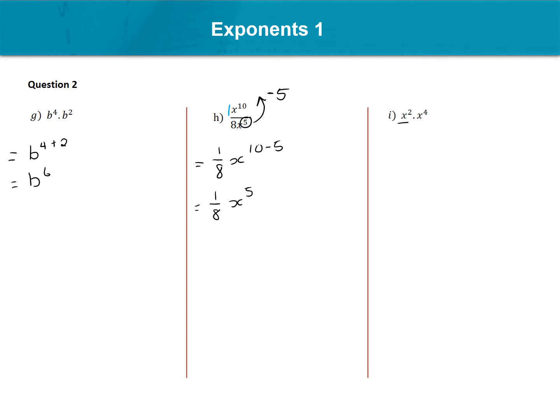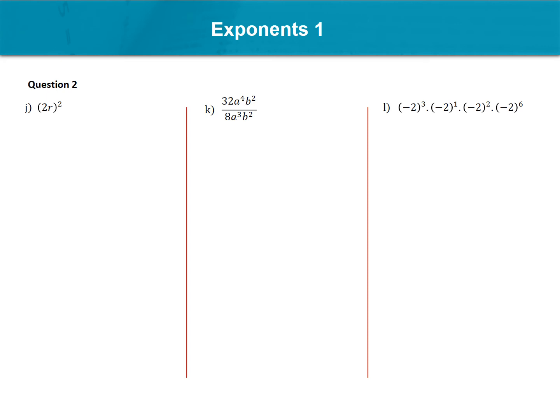Our variables are the same, so we can add our exponents. So x to the power of 2 plus 4, which is x to the power of 6. Very similar to that question, except our variables are different letters of the alphabet.